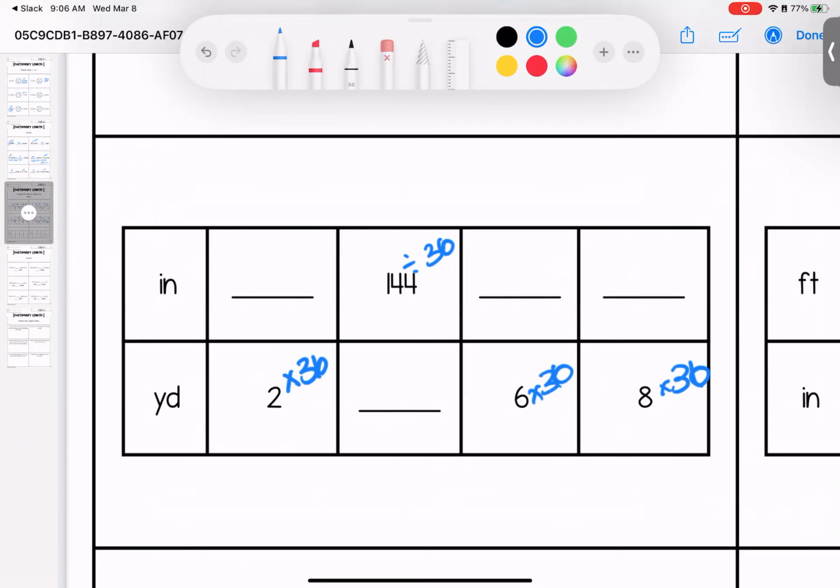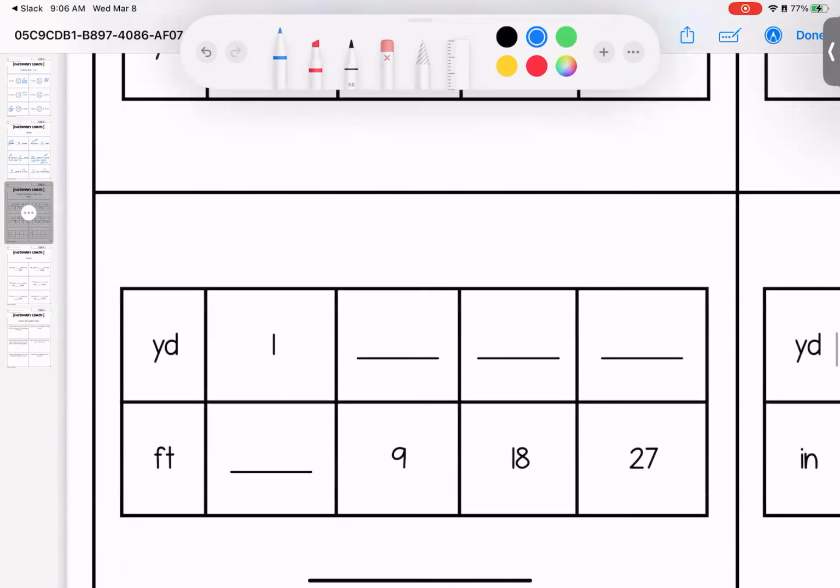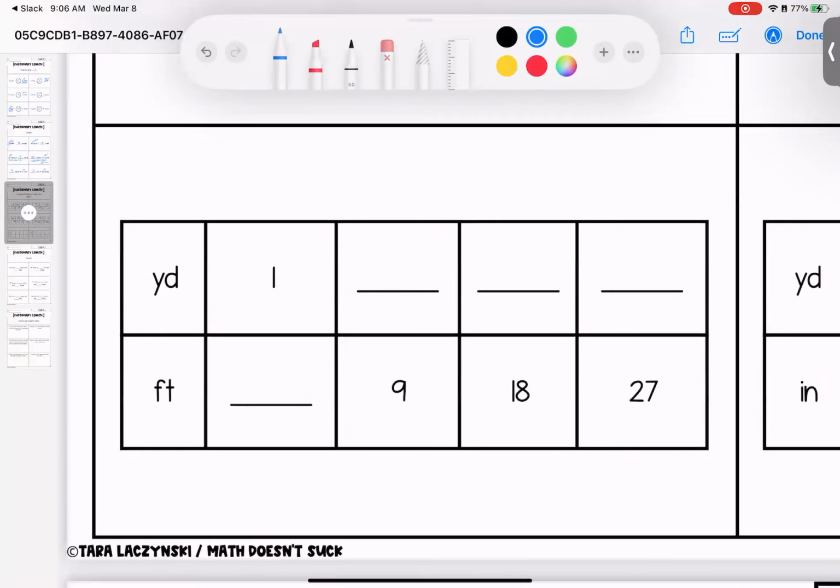You could also use guess and check multiplication. Our missing numbers would be 72, 4, 216, and 288. Coming down the bottom, yards to feet. There are 3 feet in a yard, using that conversion. Our missing numbers are 3, 3, 6, and 9.